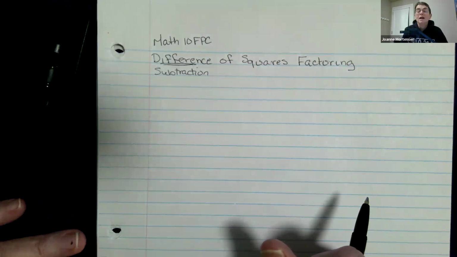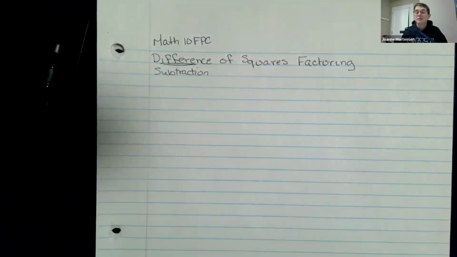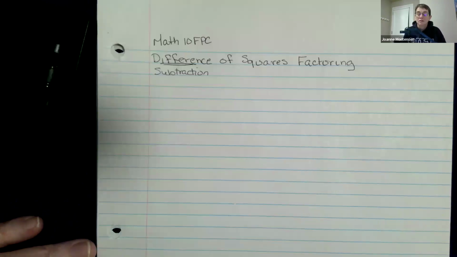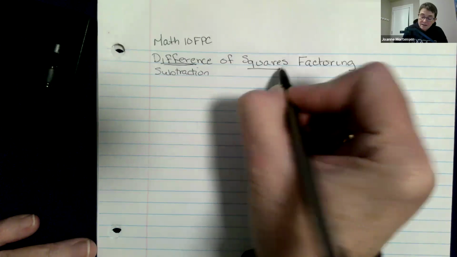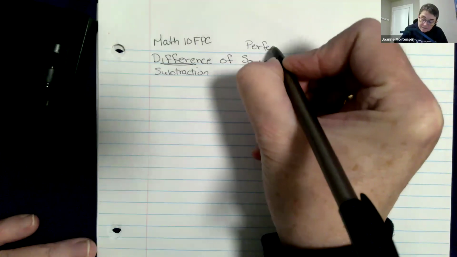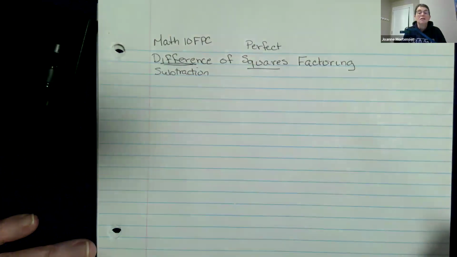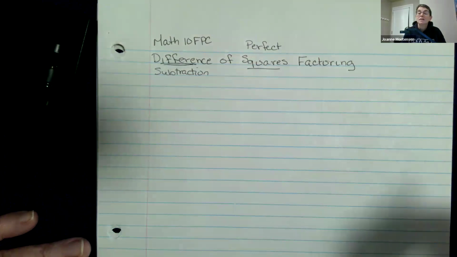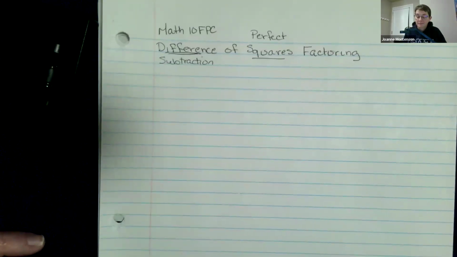Okay, so that's the first thing: there's going to be a subtract sign in this. If there's no subtract sign, it doesn't work. Done. End of story. Second thing, it's got to do with perfect squares. Now, it's not called difference of perfect squares factoring, but it should be. So let's look at a list of perfect squares.